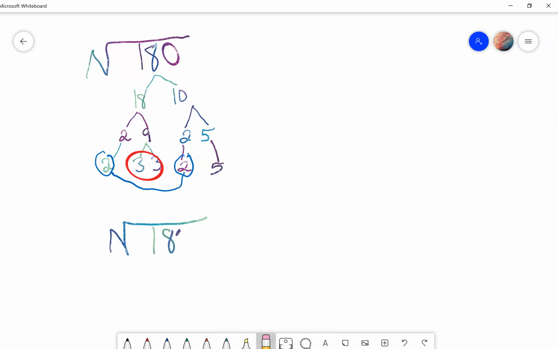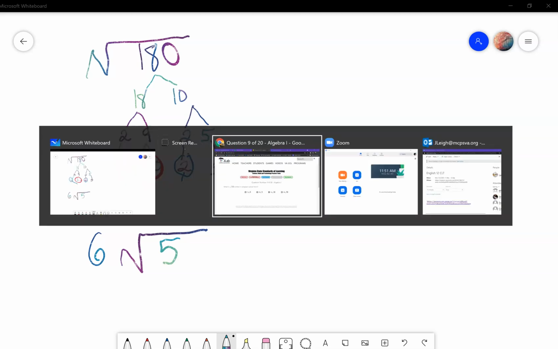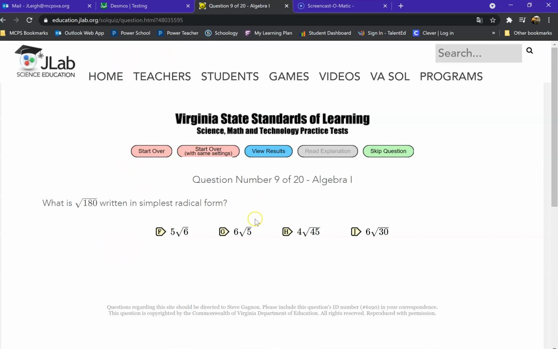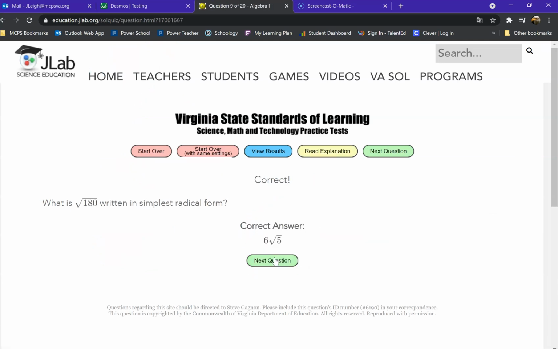Oops, made a mistake. Erase. Two times 3 is 6. And the only thing I'm left over with is the 5, so the 5 stays under the roof. Oh, and sure enough, there it is, G. Finally, final answer. Woo! Got it correct.